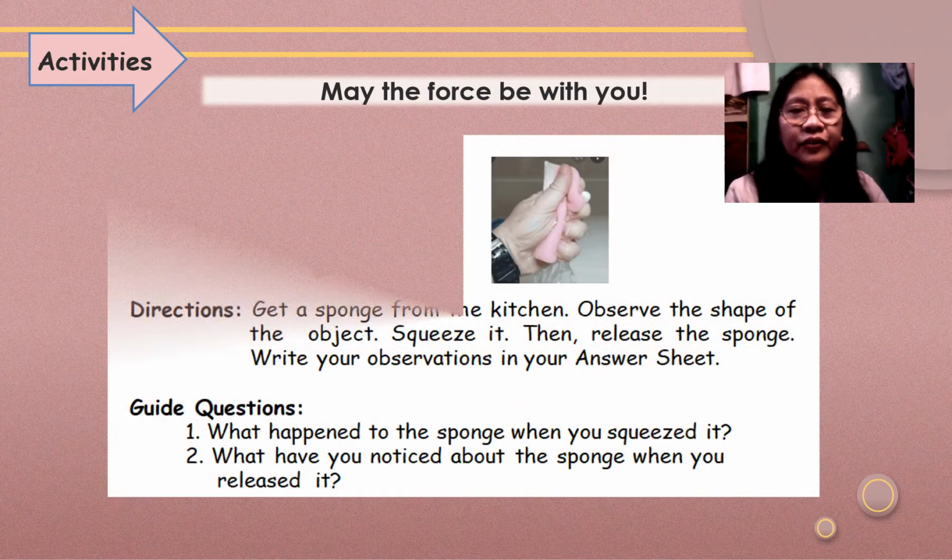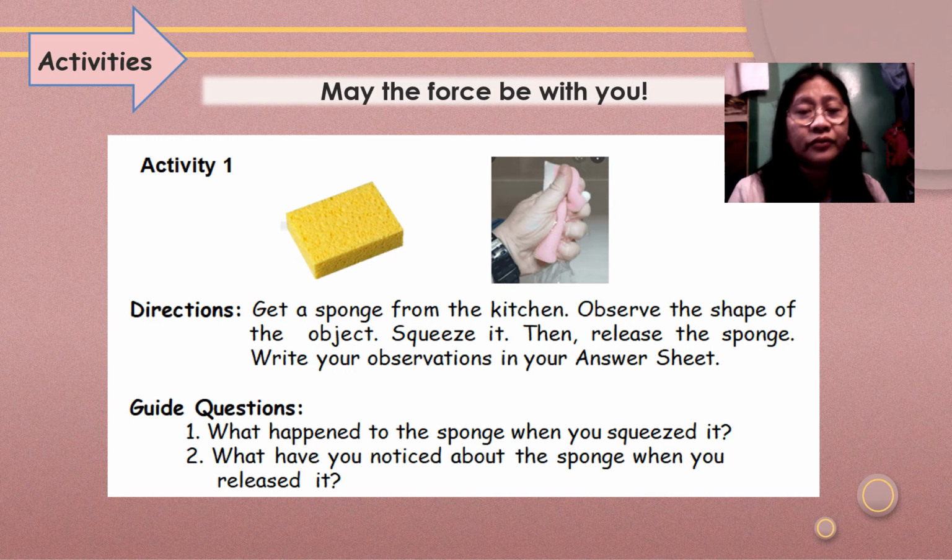Now, for your activities for today's lesson, let us talk about the different activities that you are going to do so you could prove to yourself what would be the effect when you apply force to the different objects. Okay, for activity 1, the material that you need is a sponge. Direction: get a sponge from the kitchen. Observe the shape of the object. Take note of the shape of the sponge. Squeeze it, then release the sponge. Write your observations in your answer sheet.